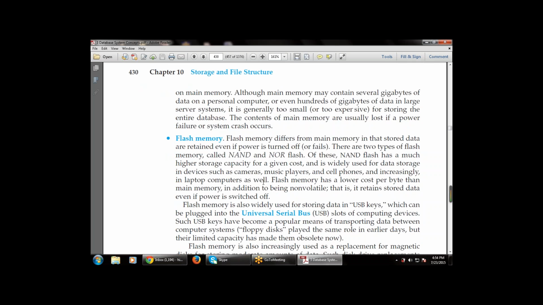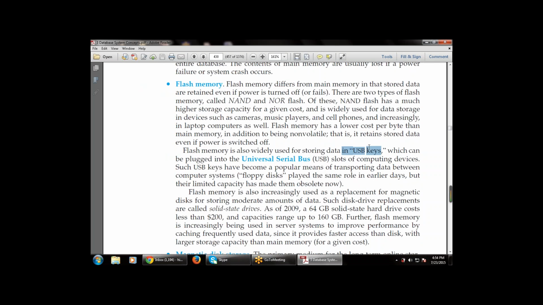Flash memory is also widely used for storing data in USB keys, which can be plugged into the USB slot. So there is a slot available, that is the universal serial bus. When we attach the mouse, that is also a USB port. Such USB keys are a popular means of transporting data between computer systems.